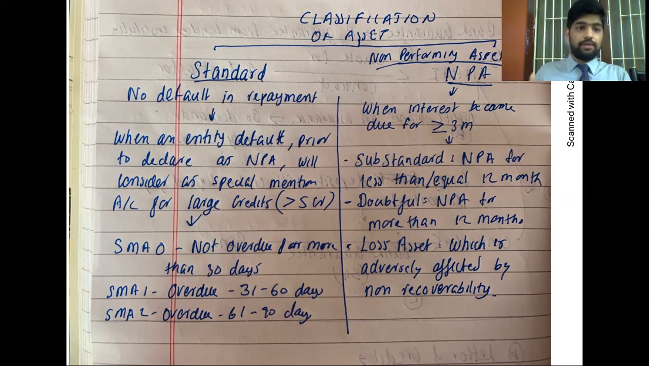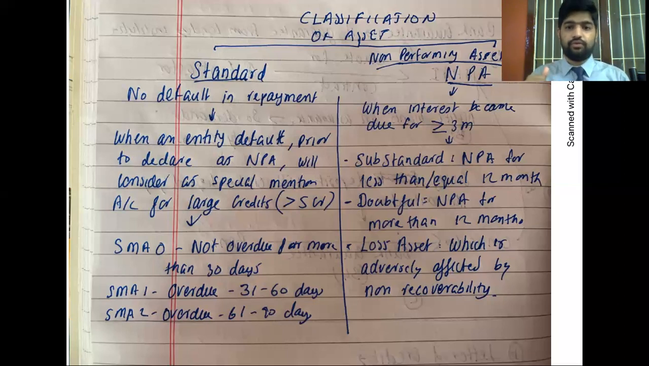This classification in NPA is required because based on this classification, provisioning is done. So when an asset becomes NPA, we are not allowed to recognize any revenue from it. Also, we should make provision for principal. How to make provision on principal is determined by the classification of NPA. The first classification of NPA is substandard. Means if NPA is less than 12 months, then we classify it as substandard.